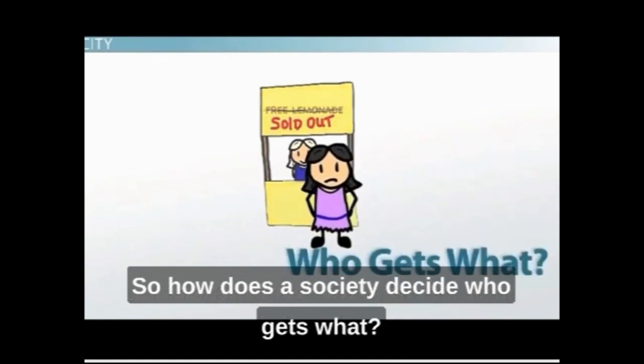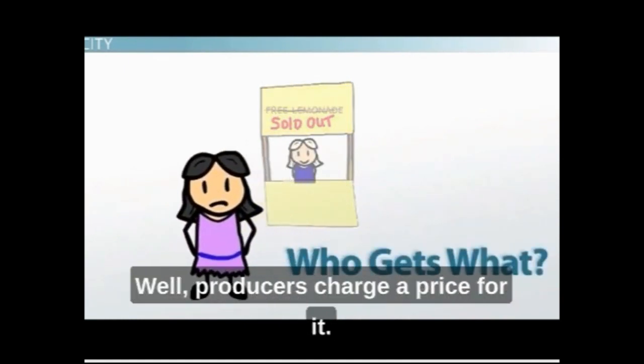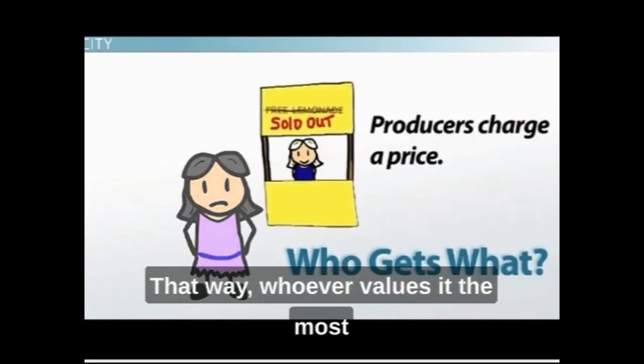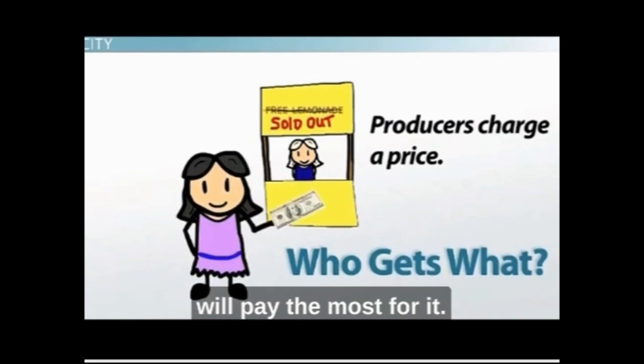So how does a society decide who gets what? Well, producers charge a price for it. That way, whoever values it the most will pay the most for it.